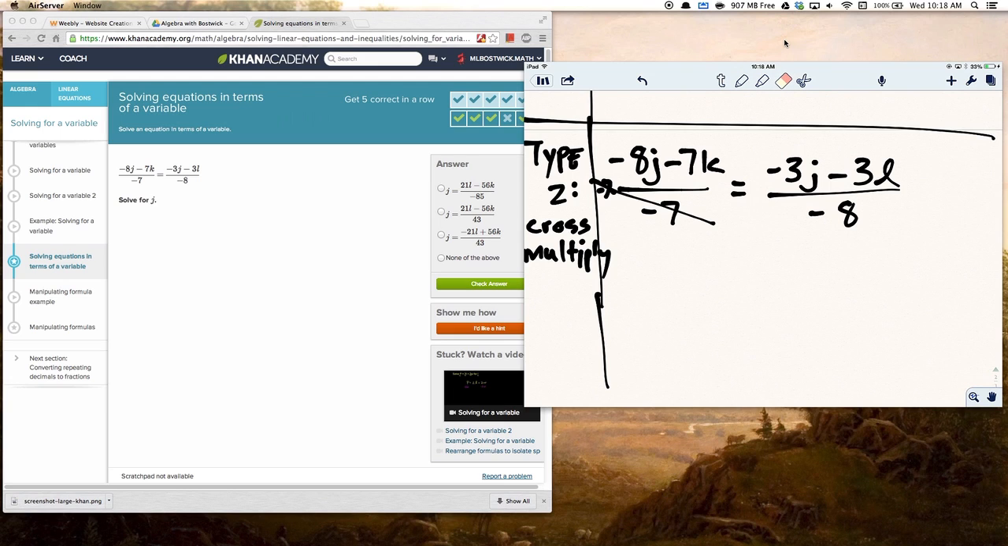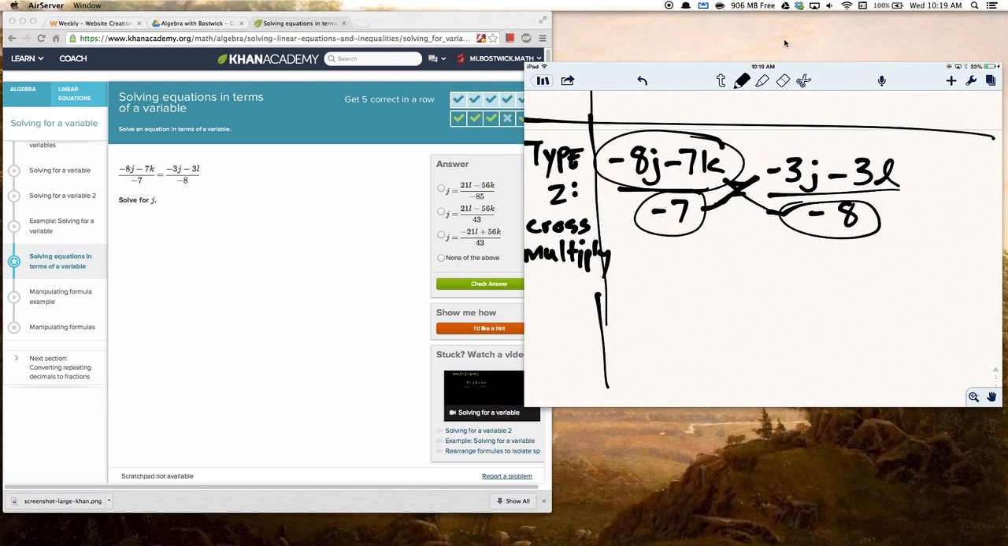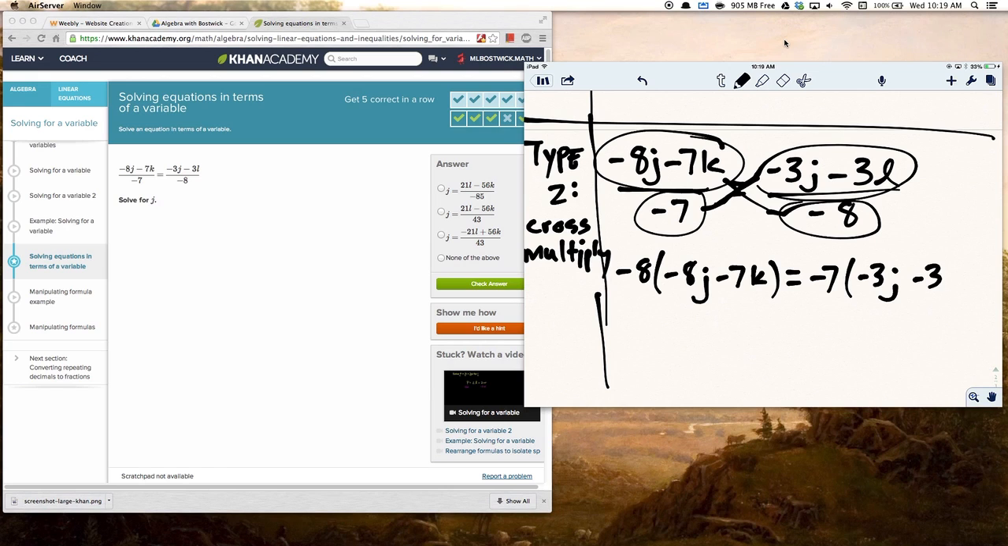So if you've written this part down, that's okay. You can go ahead and pause and back up. I forgot to change it to the blue ink. But in order to cross multiply, we're going to multiply both sides by both negative 7 and negative 8. And the result is that the left side of the equation up here gets multiplied by negative 8, and the right side of the equation down here, or up here, sorry, gets multiplied by negative 7. So I get negative 8 times negative 8j minus 7k equals negative 7 times negative 3j minus 3l.